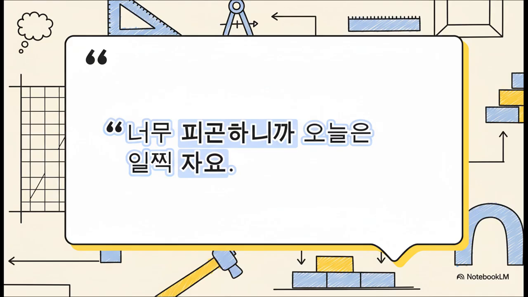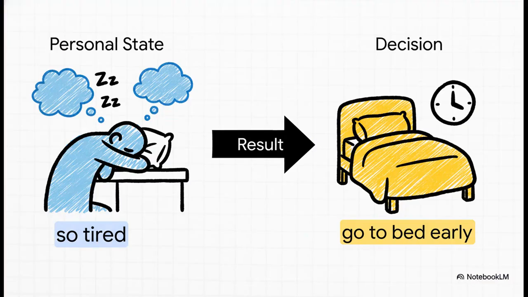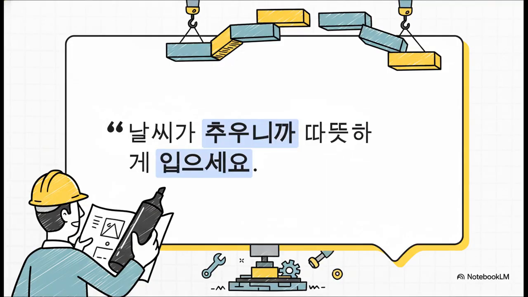너무 피곤하니까 오늘은 일찍 자요. So, the crucial point here is that my personal state, being so tired, is the direct reason for my decision to go to bed early. The cause and effect are just perfectly linked. Here's our 4th structure. Let's get the pronunciation down on this one.